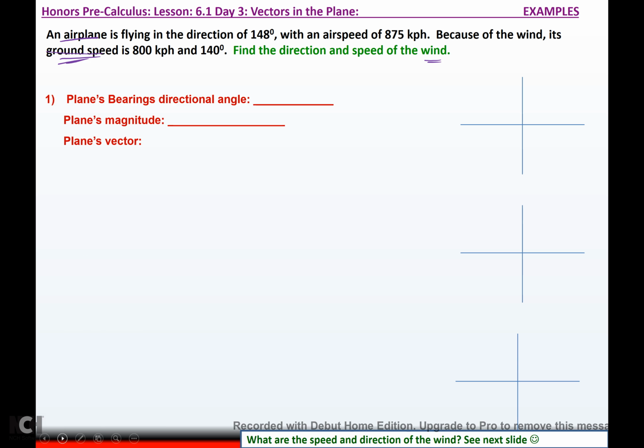So first of all, we're going to do the plane's bearing in the direction mode. So it says an airplane is flying in a direction of 148 degrees. Okay, 148 degrees would be, I'm trying to look at my picture and figure out what the heck I'm doing.